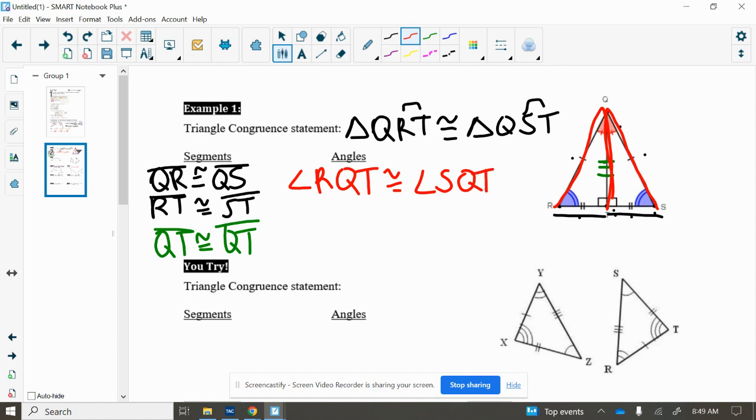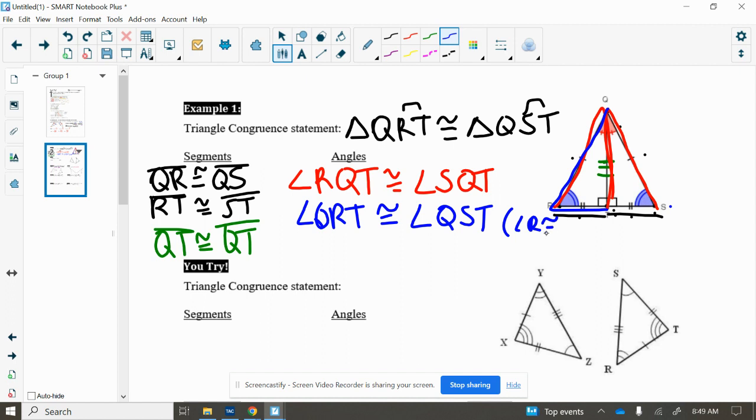The next one, if we want to talk about angle R and angle S, notice those are the only angles there. So you could say angle R and angle S. Or again, if we're going to keep with naming 3 letters, you could say QRT is congruent to angle QST on the other side. Or again, this is the only one you could officially say angle R is congruent to angle S because those are the only 2 angles at that vertex.